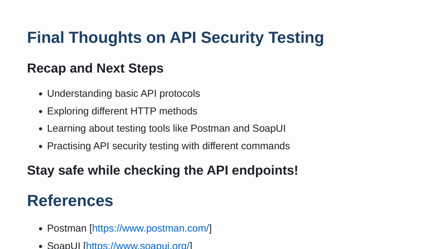These are incredibly useful for automating and simplifying your API tests. Both of them have their own unique strengths, which means you can pick the one that best suits your needs. Furthermore, we practiced API security testing with different commands. This is a crucial step in ensuring your API is secure and functions as expected. Always remember, the goal of API security testing is not just to find vulnerabilities, but to fix them. And finally, stay safe while checking the API endpoints. Sanitize and validate input to avoid injections. Always prioritize security in your API development and testing processes.